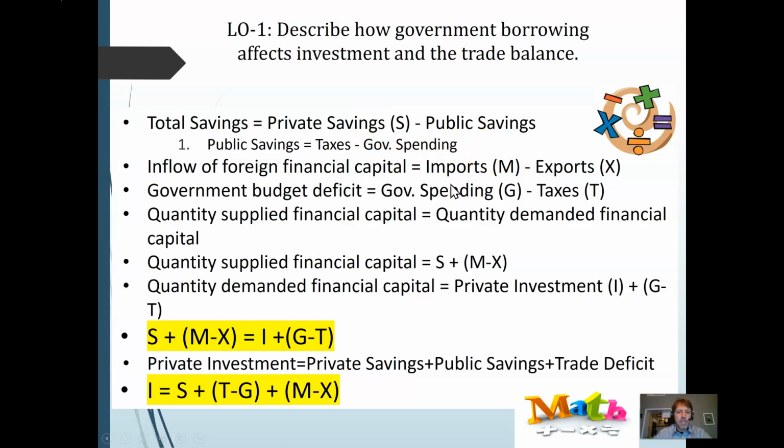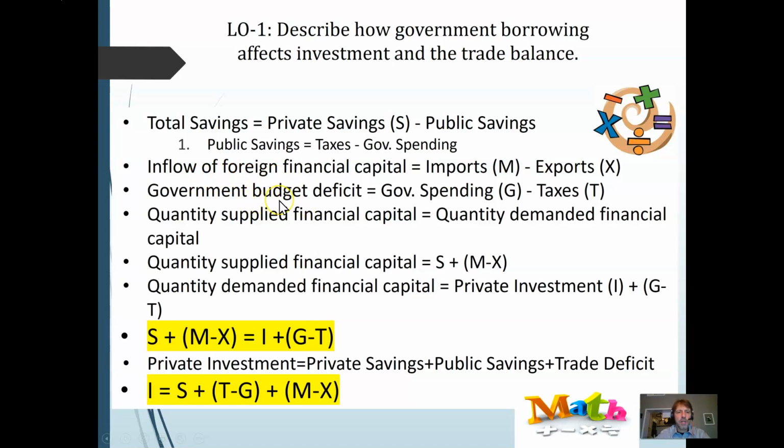You'll note that our total savings and the inflow of foreign financial capital equals M minus X, or imports minus exports. So once you have imports minus exports, you really have your trade balance, your trade goods balance. So that's your inflow of foreign financial capital.